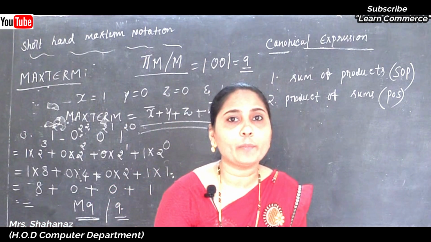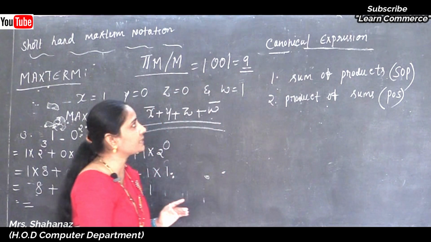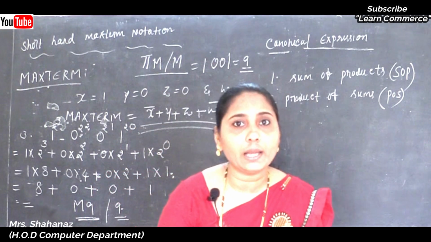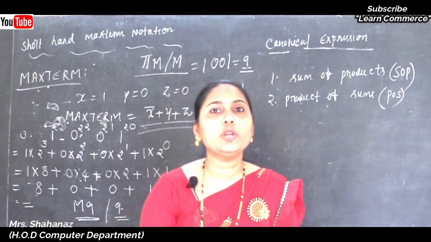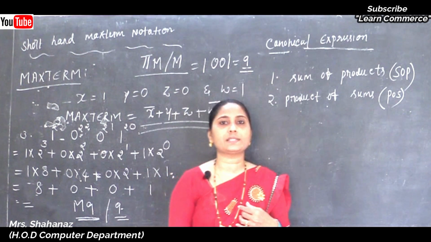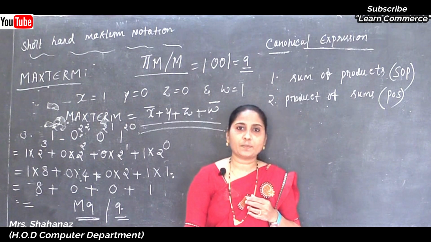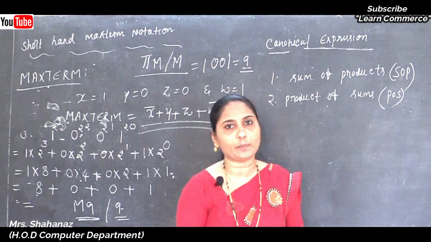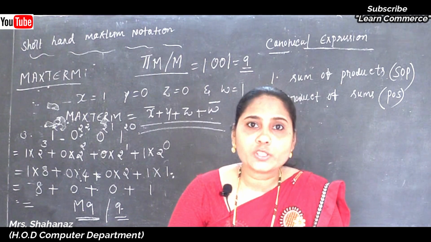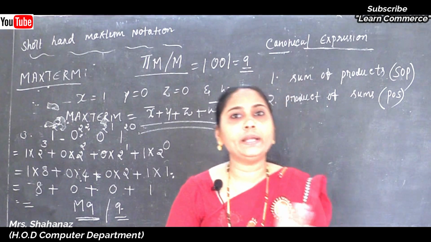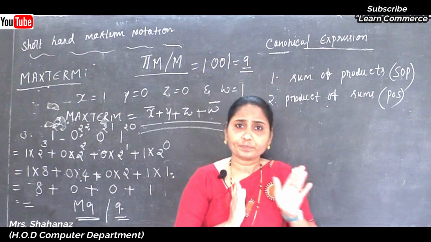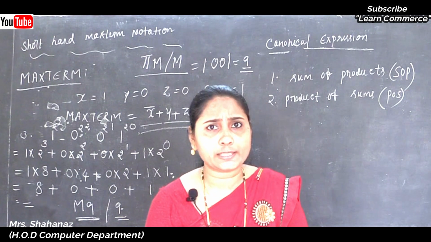Having completed the shorthand Maxterm notation, now let's look at our canonical expression. What do we mean by a canonical expression? We can say it is a Boolean expression. We know examples of Boolean expressions: x plus y plus z, x plus yz, x plus complement yz. All are examples of Boolean expressions. A Boolean expression composed entirely either of Minterms, or composed entirely of Maxterms, is referred to as a canonical expression.